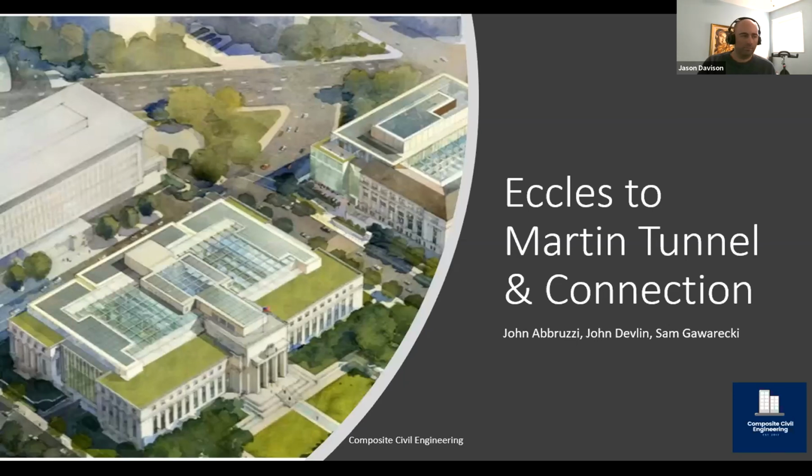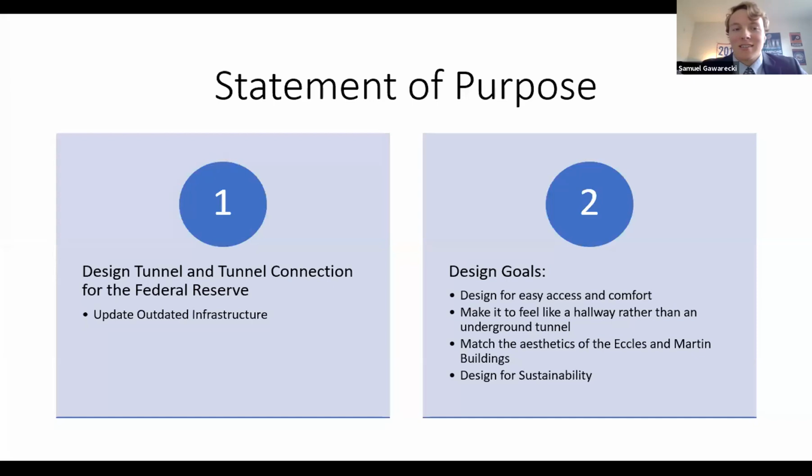Good morning. I'm Sam Gavareski, and working alongside me is John Abruzzi and John Devlin. Our project is the Eccles to Martin Tunnel and Connection design. Our purpose for the project was to redesign the tunnel running between the Eccles and Martin buildings, as well as the tunnel connection for the Eccles building for the Federal Reserve. Both the tunnel and connection were constructed in 1970, and as a result are very outdated.